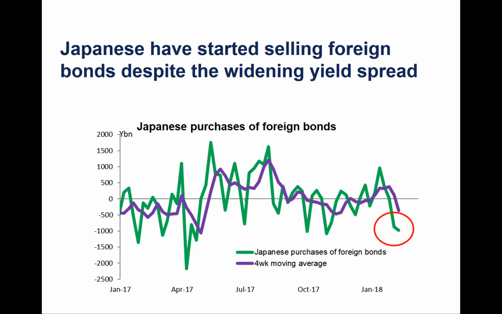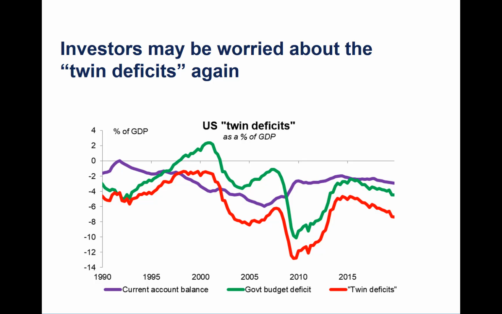Now, even though U.S. yields are rising relative to Japanese yields, what we've seen is Japanese investors selling foreign bonds. That's this green line here, which shows the Japanese purchases or sales, for a negative figure, of foreign bonds. That shows, I think, a lack of confidence in U.S. markets. Now, what might be causing that? I think it's the return of the twin deficits.